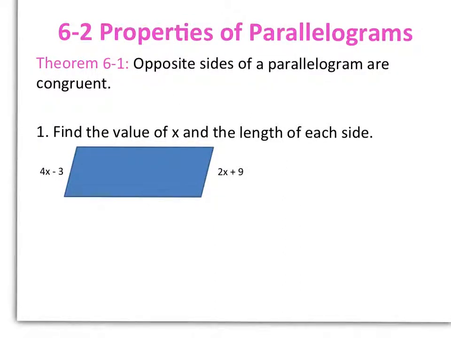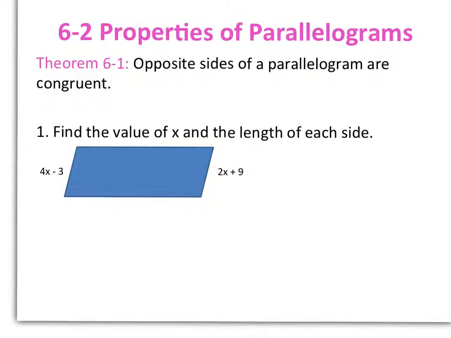In section 6.2, we are going to look at properties of parallelograms. So remember, in a parallelogram, you have two pairs of opposite sides parallel. Well, theorem 6.1 tells us that you also have opposite sides congruent. So in number 1, we want to find the value of x and the length of each side.